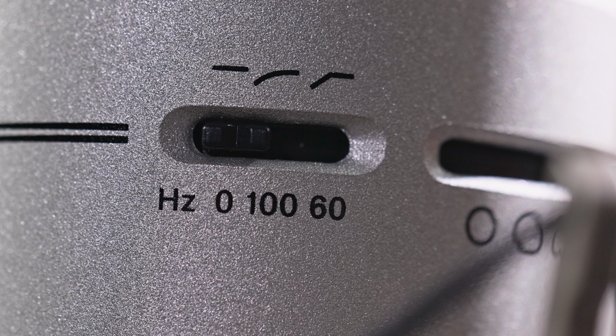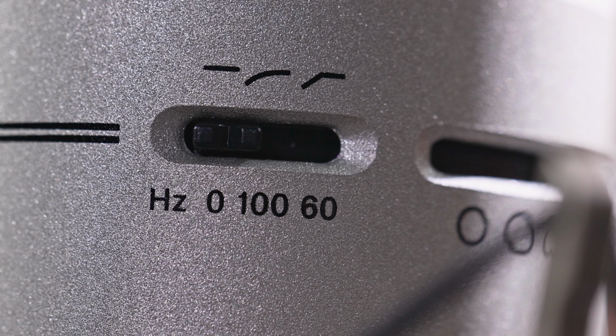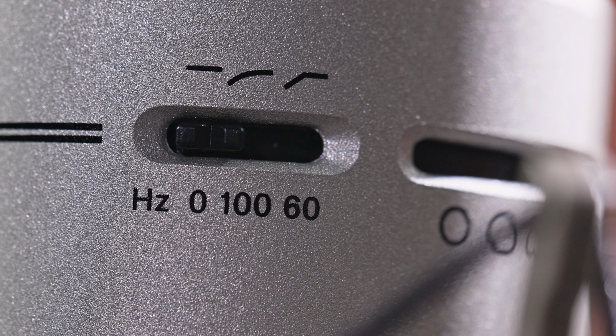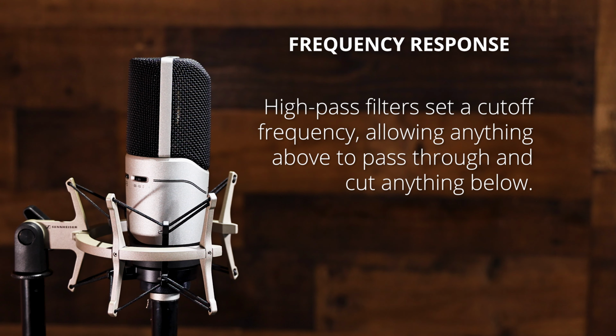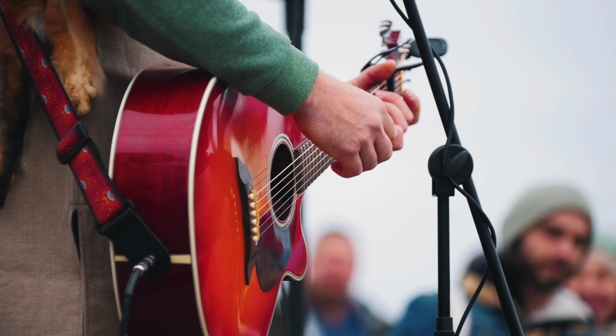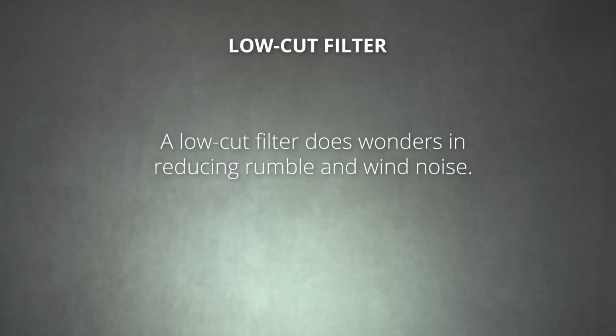In some situations, using a high-pass or low-cut filter will save you from capturing frequencies you don't need. The keyword here is pass, which means to allow. High-pass filters set a cutoff frequency, allowing anything above to pass through and cut anything below. A high-pass filter is also referred to as a low-cut filter, depending on the manufacturer. It cuts off frequencies below 120 or 80 Hz, reducing the low-frequency sounds in that range. For example, this is an excellent filter to use during outdoor recordings. A low-cut filter does wonders in reducing rumble and wind noise.